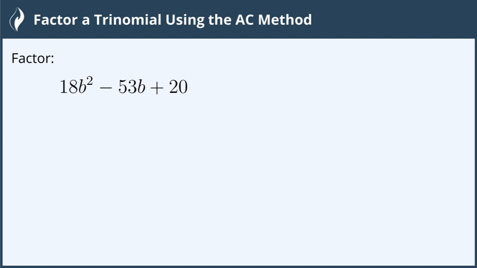Now, the AC method says that we're going to find the A value and the C value, and we're going to start by multiplying those two things together. So A times C is equal to 18 times 20, which comes out to be 360. We're also going to figure out what is our B value. Now, our B value is negative 53. Notice that we do include the negative because that tells us what sign it is because of subtraction. So now our B value is negative 53.